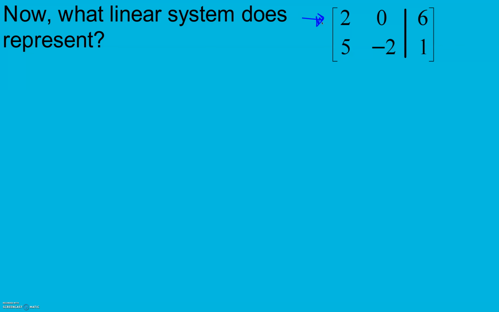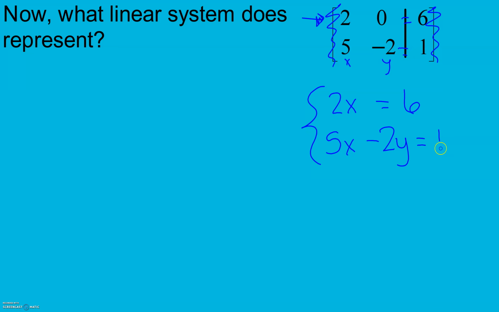Top equation. Again, first thing I'm going to do is get rid of my brackets and put a curly bracket to show that these still go together in a system, but it's no longer a matrix. 2 with an x first, no y's, vertical bar means equals 6. 5 first is x, minus 2y, remember it's x's and then y's, equals 1. And there is my linear system in equation form.